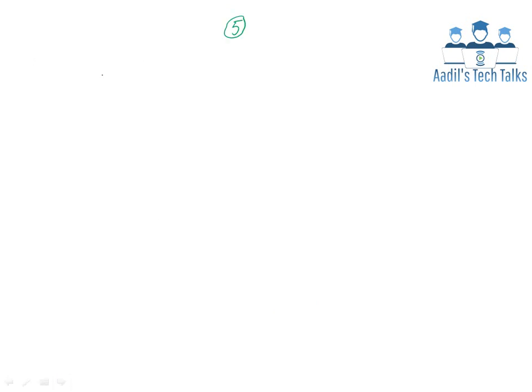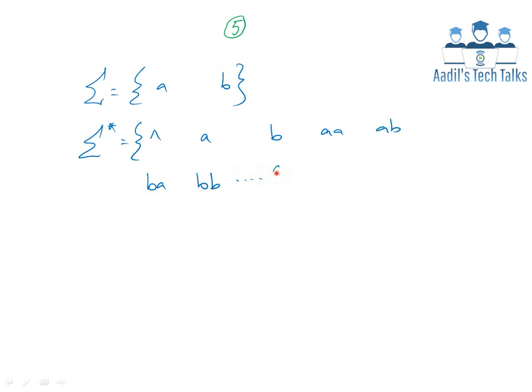For example, if there is a language sigma of symbols A and B, then sigma star, the Kleene closure over sigma, will be: at the start we will have a null symbol, an empty string, then all the words with length 1, A and B, then words with length 2, AA, AB, then BA, BB, and so on.